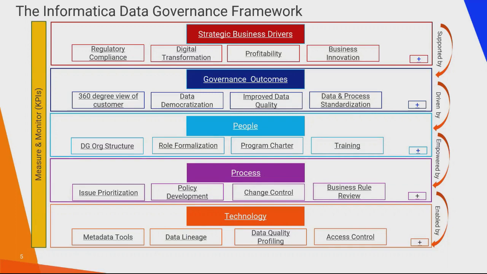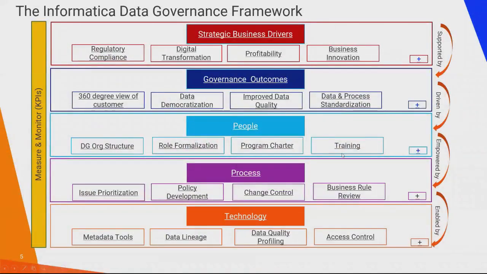Some of the people-related sections are establishing a data governance org structure, program charter, training, etc. From the process perspective, it's the change control board, business review, rules review board, process review or approval, etc. So establishing these principles and the governance framework is key before entering into the actual program execution.